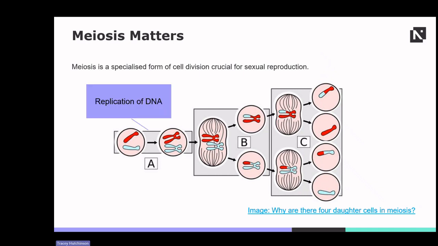In box A, the cell undergoes replication of DNA. In box B, the cell completes meiosis 1 and the chromosome number is halved and the process of crossing over takes place. And in box C, the cells complete meiosis 2. Purpose is to produce 4 haploid cells known as gametes.